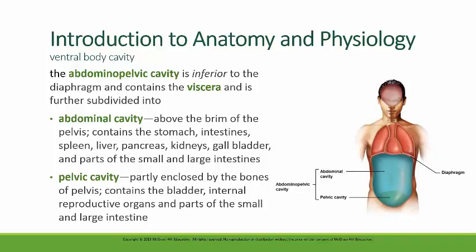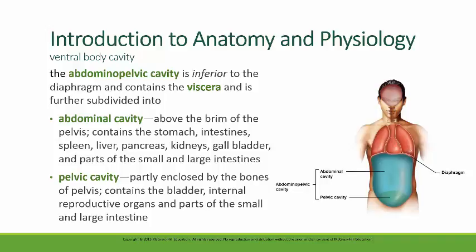And the pelvic cavity. There's no physical separation here, but it is partly enclosed by the bones of the pelvis. That's where we find the bladder, the internal reproductive organs, and some parts of the small and the large intestine are also found there in the pelvic cavity.